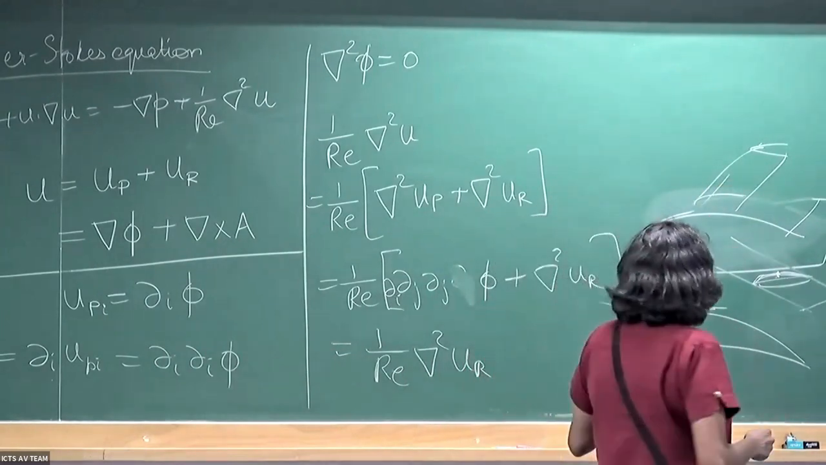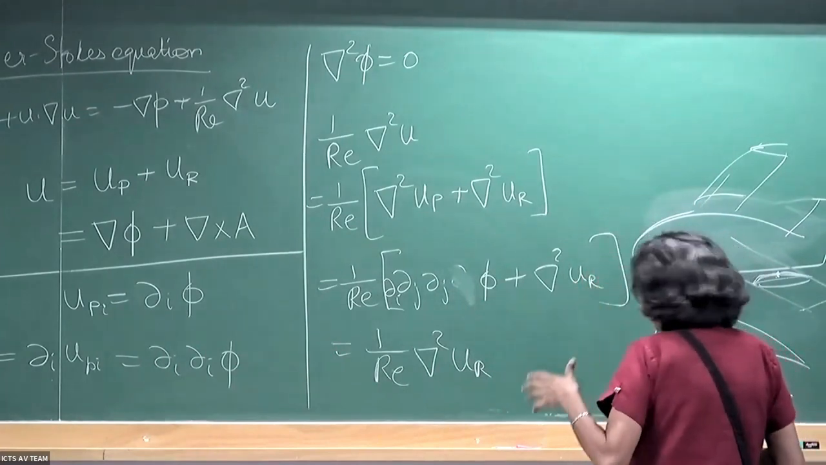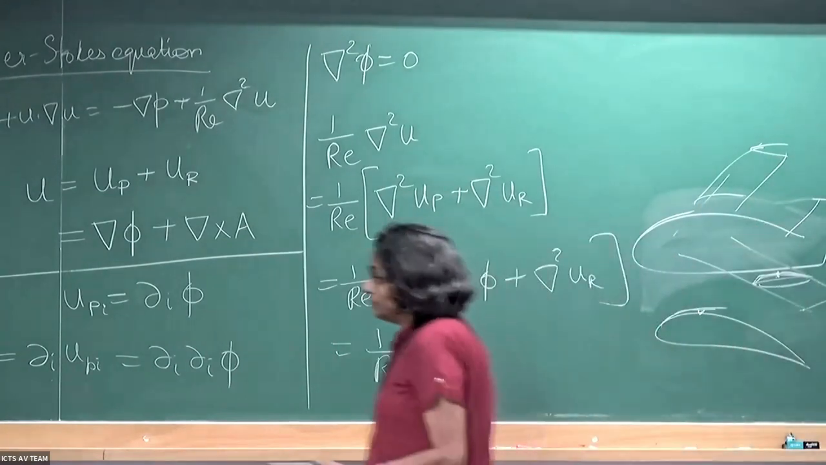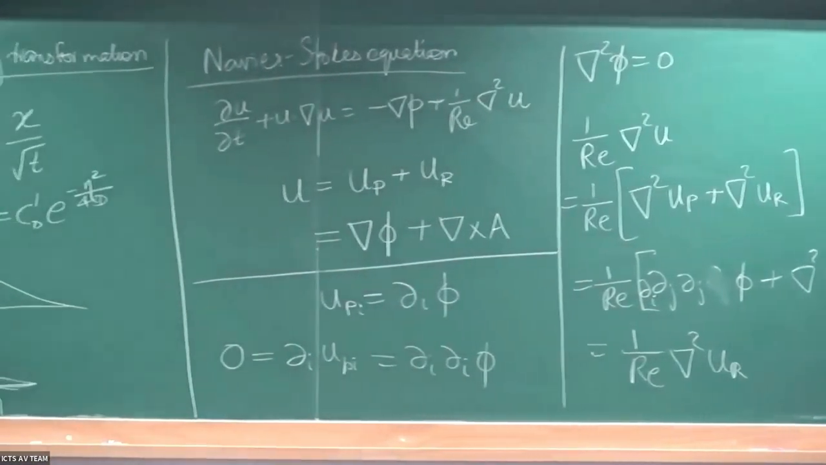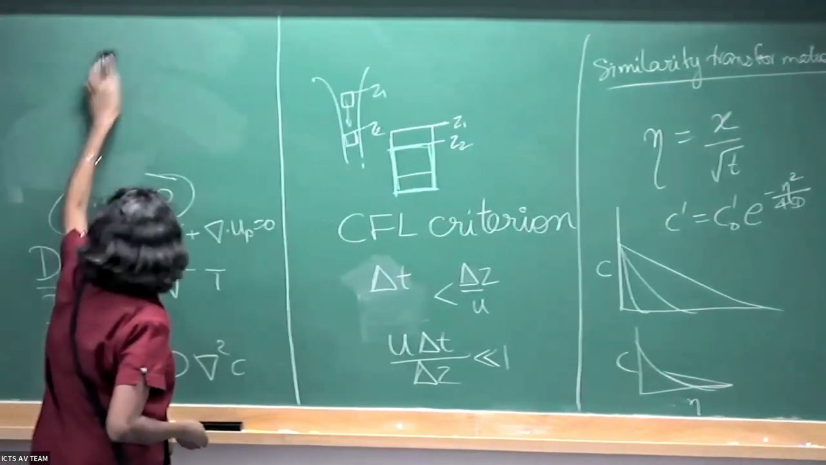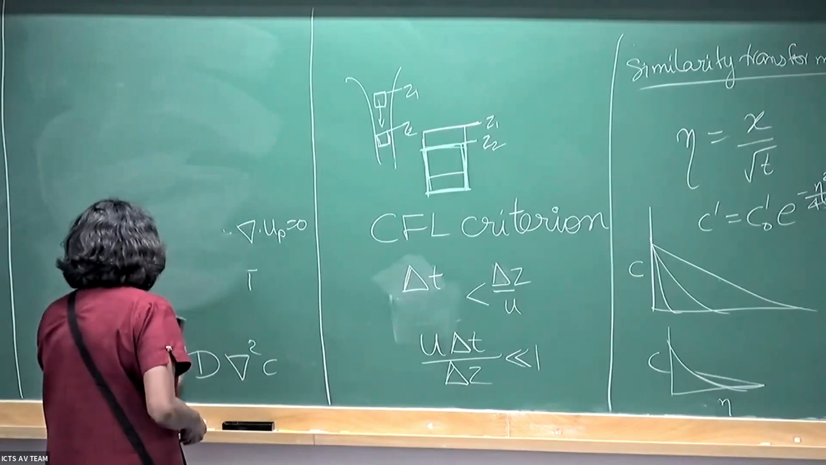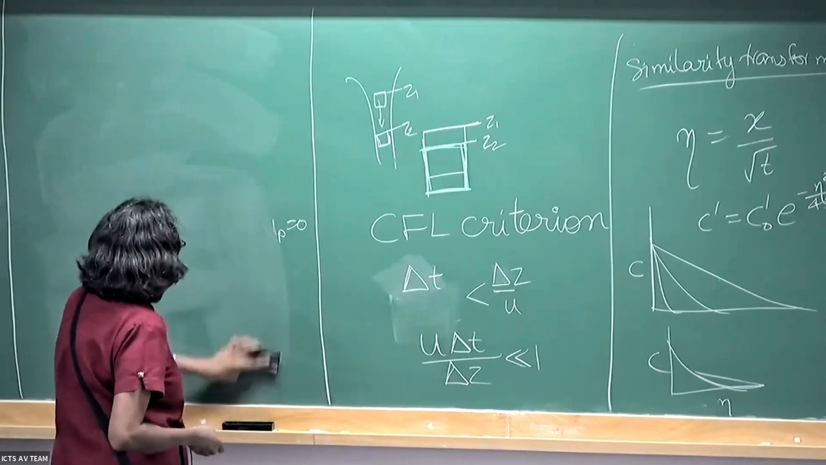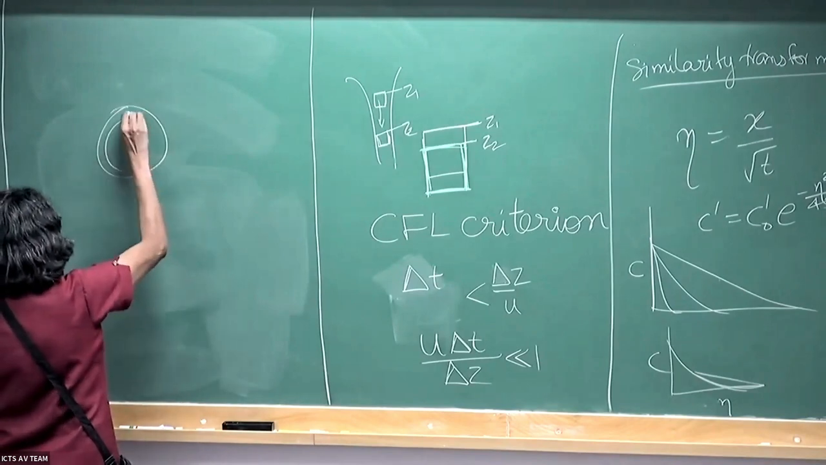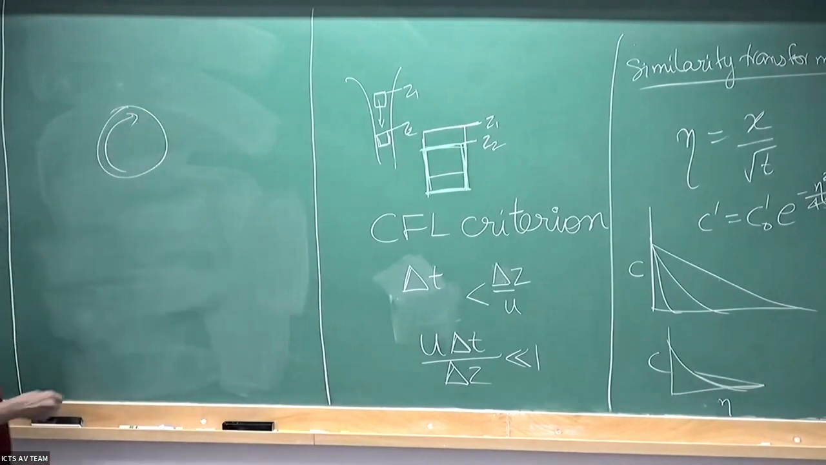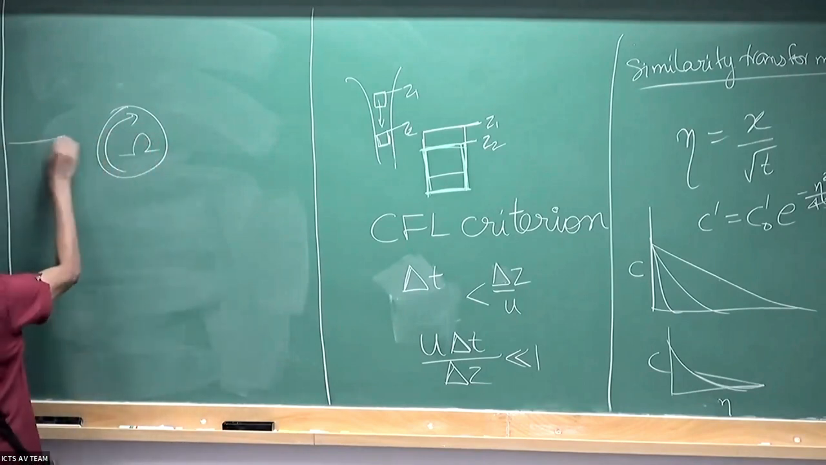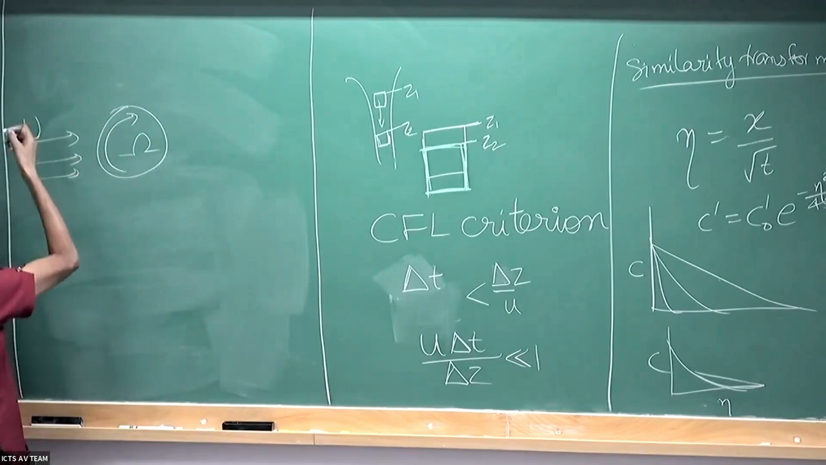So I can't draw the exact thing for the plane, but I can draw the exact thing for a cylinder. So let me go back to that end of the board and draw it for a cylinder. The nice thing about potential flow is you can get exact solutions for many, many bodies. For example, I take a cylinder and I rotate it. So this cylinder is rotating at some rotation rate, and there is flow coming at it at some velocity u.